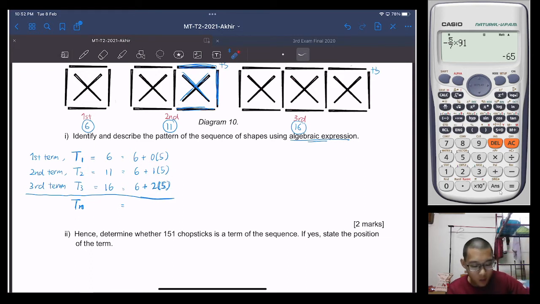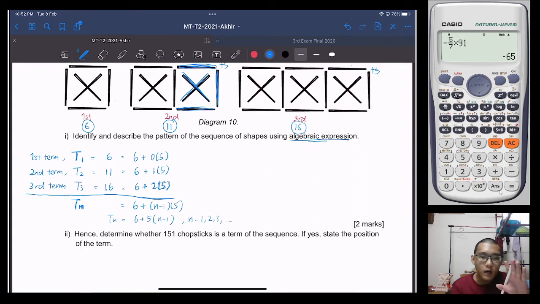That means there's a change in this structure here. Okay, so for first term be 0, second term 1, third term 2, that means every time we use 6 plus n minus 1 times 5, right? Maybe you can restructure it to become 6 plus 5 times n minus 1. This one is Tn, where n is equal to 1, 2, 3, and so on.